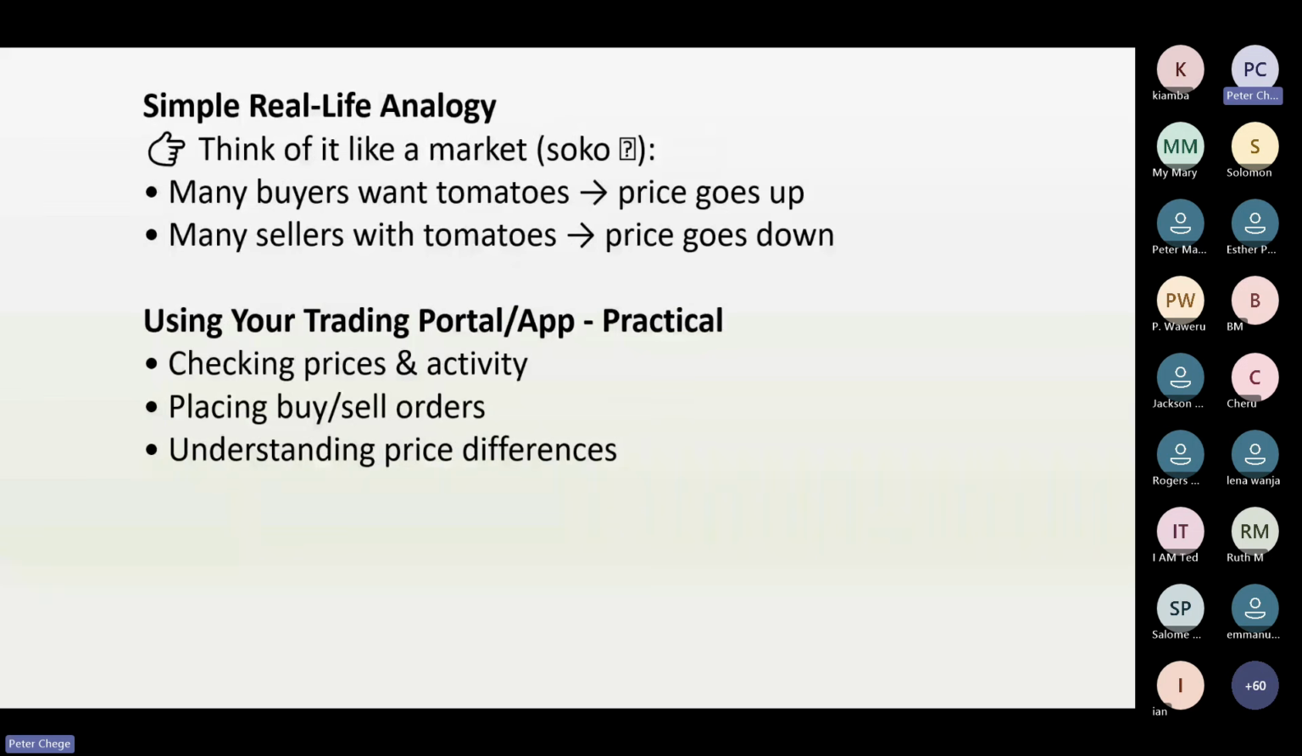So this is just a summary as we come now to the online portal. Then we go through a few slides, then we call it a day. So market ni kama soko. If you have many people who want to buy tomatoes, the price always goes up. If you have many sellers selling, they flood the market, price goes down.